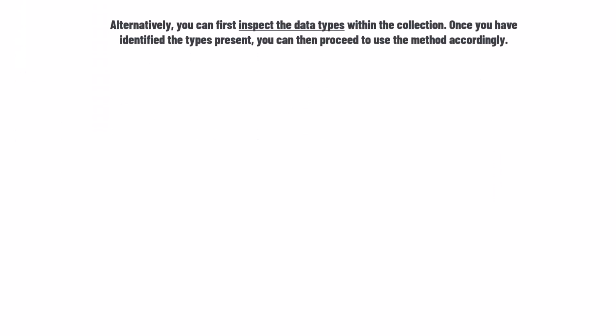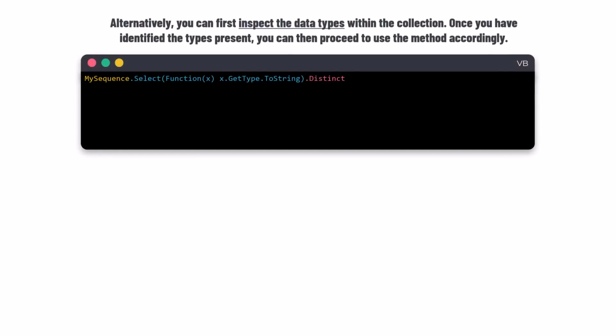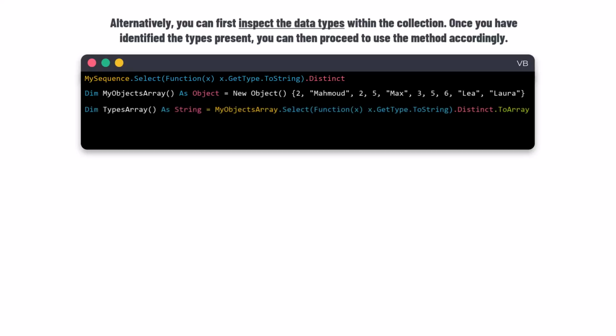To inspect the data types within a collection you can use the following query. For example, I have the following array of object. As output, I will get the following string array, which contains the present types inside the original array. In this way I know which types I have inside the array.